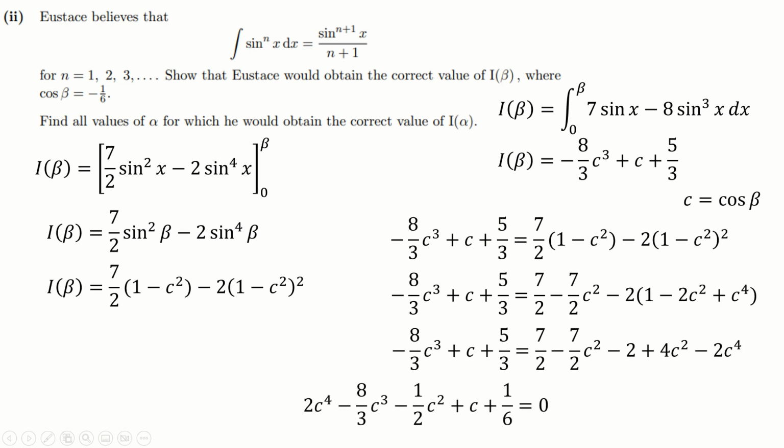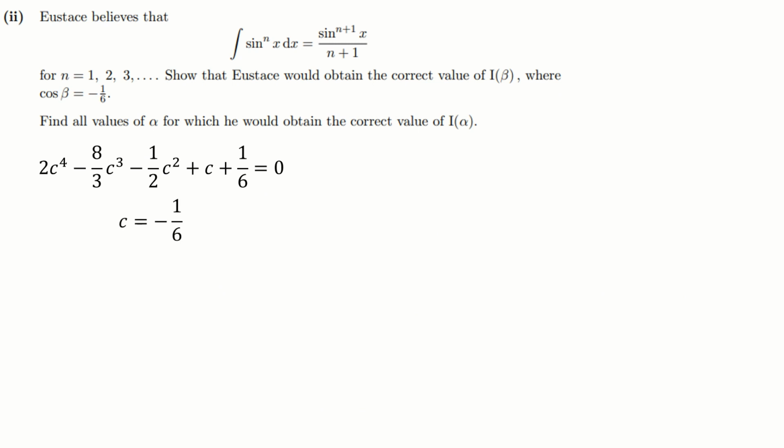Now, this is a quartic equation, so solving it is hard, but I'm only really supposed to show that he would obtain the correct value if cos beta was minus a sixth. So, well, that's a big hint. I'm just going to pretend I'm doing factor theorem here to try and find solutions. What I'm going to do first is try C equals minus a sixth. I just have a feeling, a spidey sense, that that might be the correct thing to try.